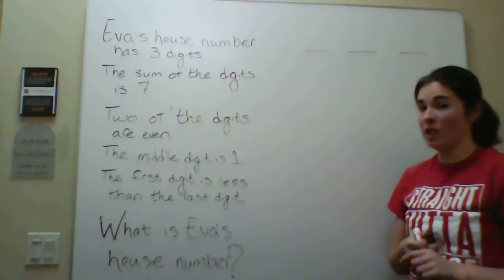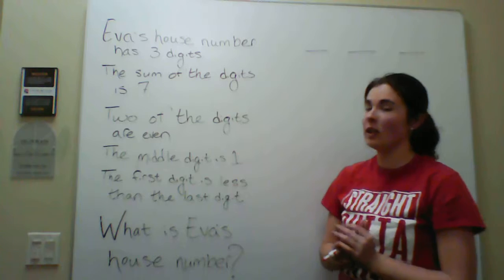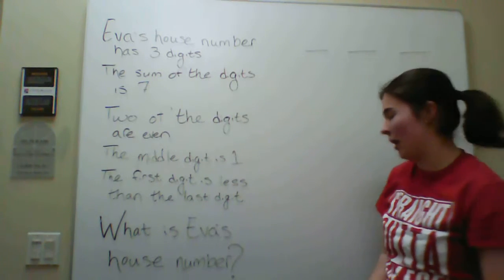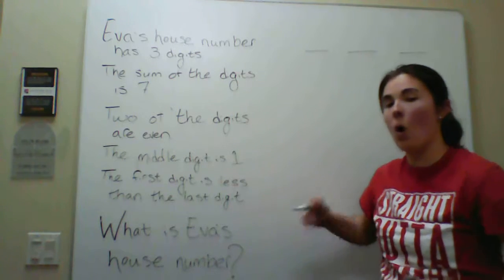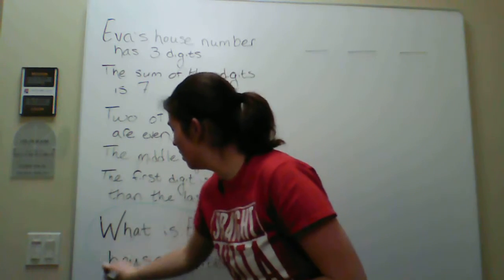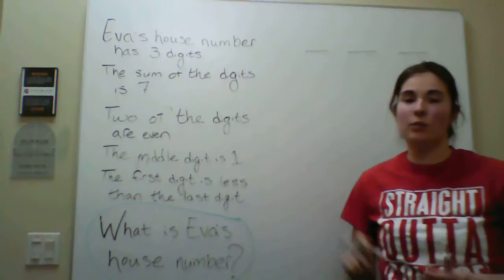be showing you 3-digit numbers. We are going to be learning this by using this word problem. In this word problem, we are going to figure out what is Eva's house number. So we're going to circle it so that we know that's what we're looking for.